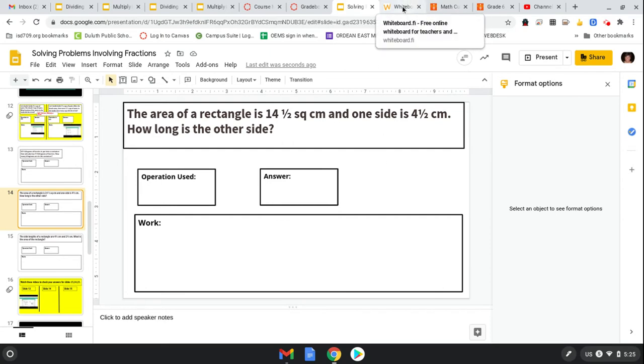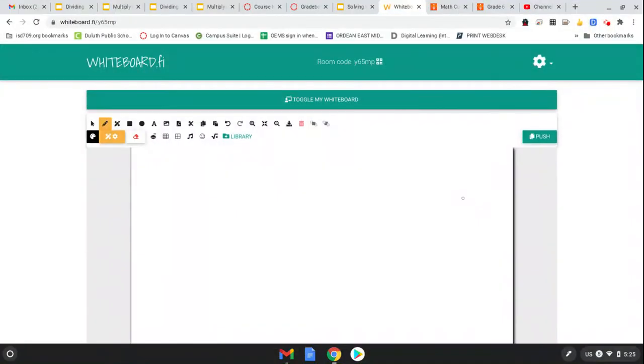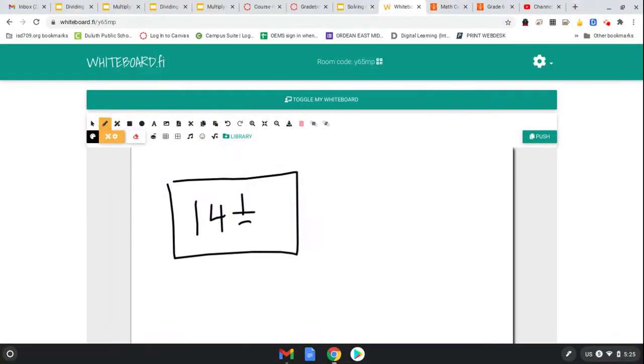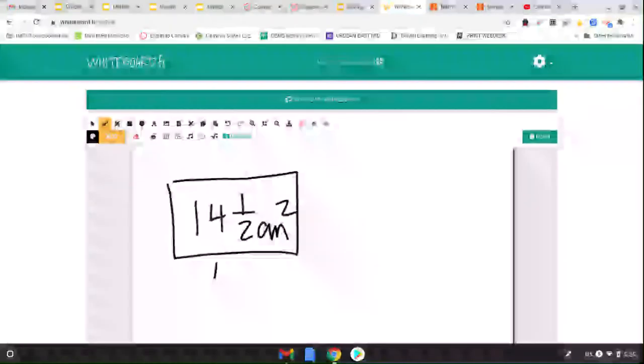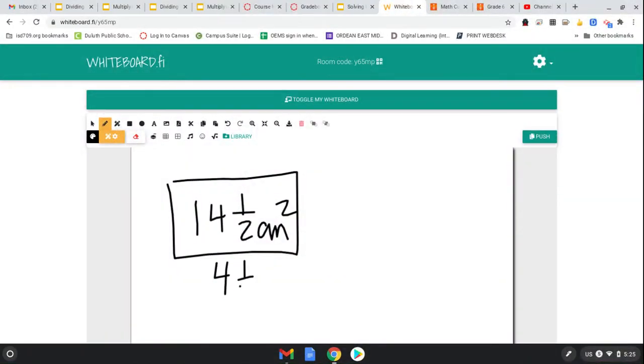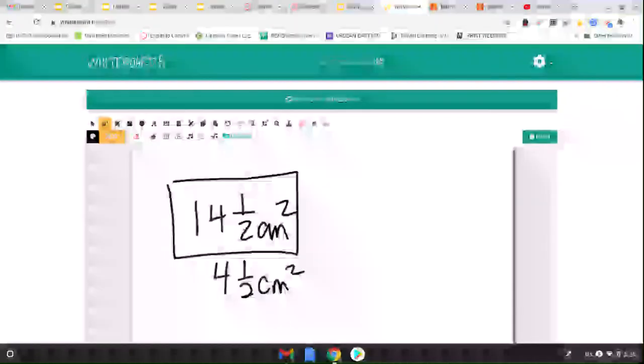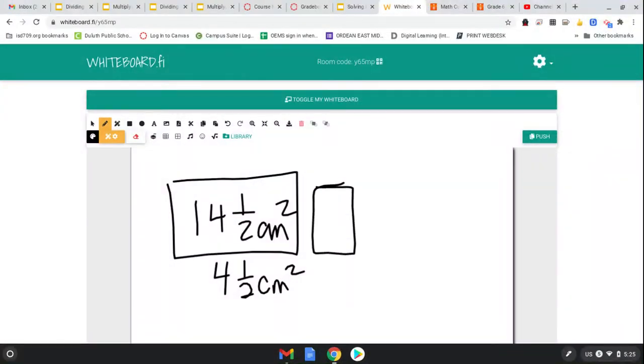So I'm going to go to my whiteboard. And first of all, we know that we're talking about area. And area is the amount of space inside. And we know that it is 14.5 centimeters squared. We know that one side is 4.5 centimeters. And we're trying to figure out what the side length is of the other side. So in order to do that, we have to find that missing length.